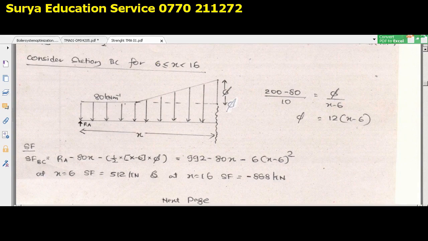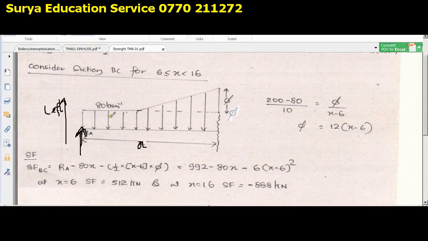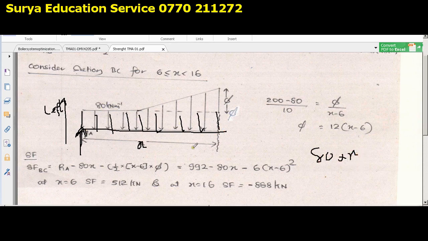So it's very easy. This is 80 kilonewtons per meter, that uniform distributed load, and it continues up to here, right? This continues up to here, right? So the total load is 80 multiplied by x. But what is the center point? X by 2. So this is the center point.